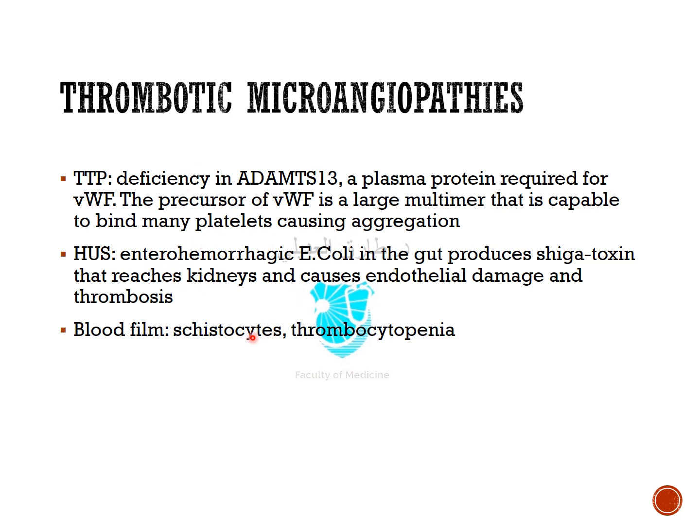In both situations, if we examine the blood film, we will find schistocytes. We described it in the previous lecture. Schistocyte results from direct physical damage to the RBCs, and the damage is caused by the small thrombi. When the RBC moves through these small thrombi, it is broken. So schistocytes will appear in peripheral blood in a large amount, and also the patients will have thrombocytopenia because platelets were consumed in the formation of thrombi.